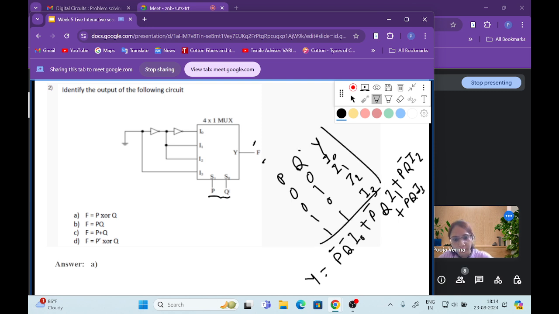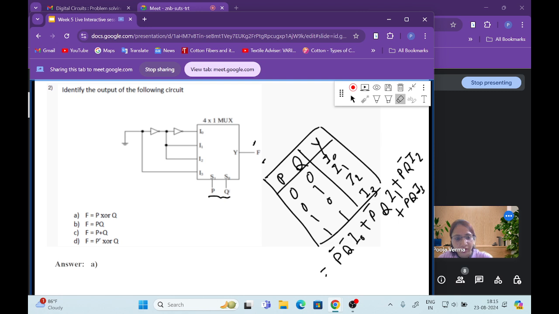This is a truth table of a 4:1 mux, and now we need to say what values are coming here, and then put these I0, I1, I2, I3 values into this equation in order to find out what the final output F will be. This F. It is F. So let's see.